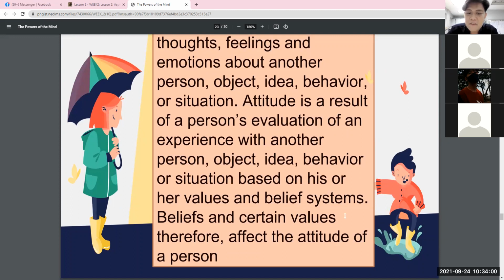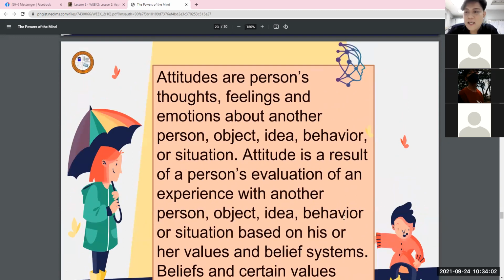Beliefs in certain values therefore affect the attitude of a person. Okay, what matters most in our industry when you want to apply for a job someday? Okay, your attitude matters. When you want to work or be part of our industry someday, your attitude matters. Yes, marami kang alam, marami kang kakayahan na kaya mong i-expert.